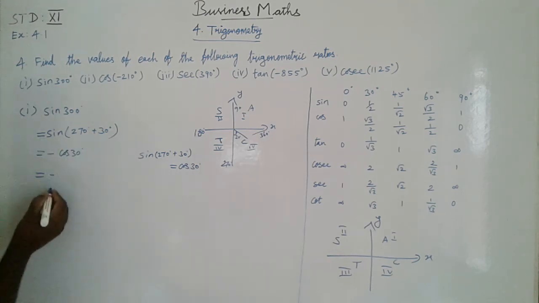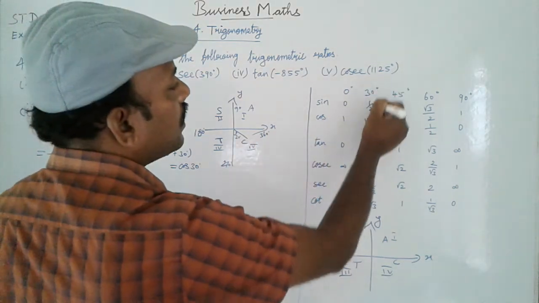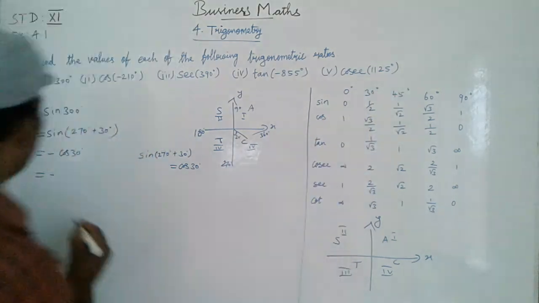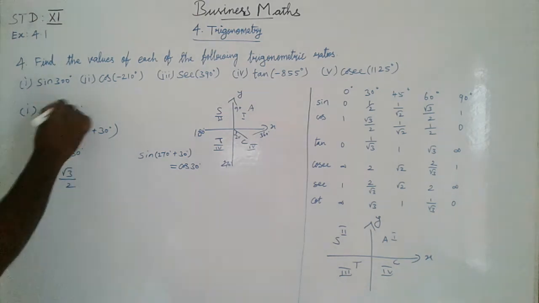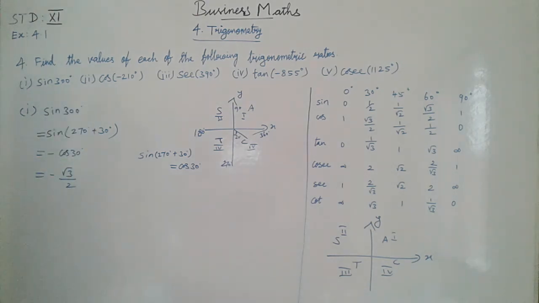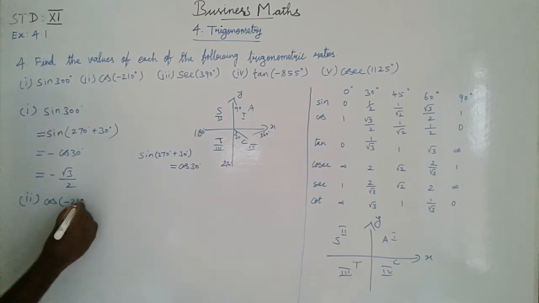So minus cos 30 degrees. The value of cos 30 degrees is root 3 divided by 2. So minus root 3 divided by 2. So the sin 300 value is minus root 3 divided by 2. The second one: cos of minus 210 degrees.